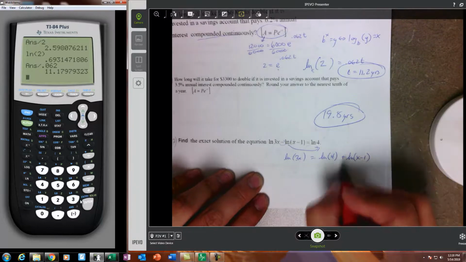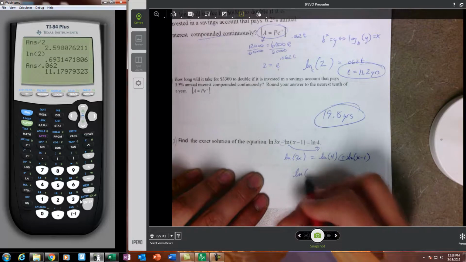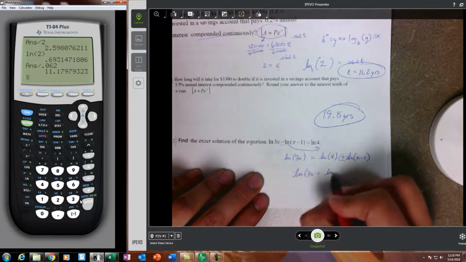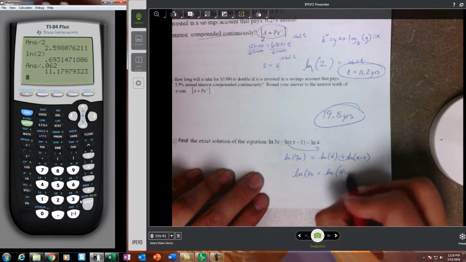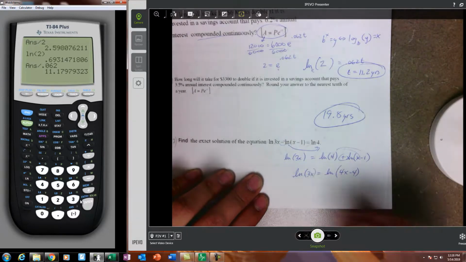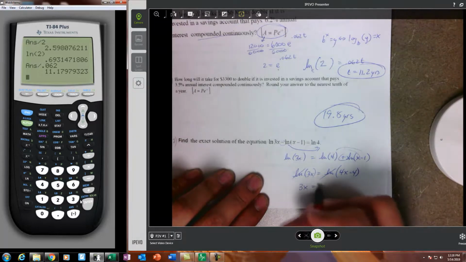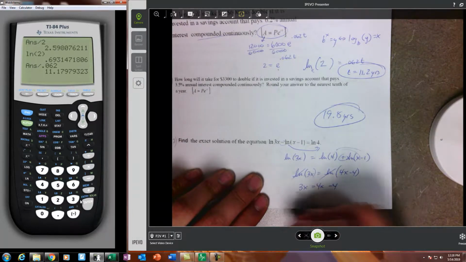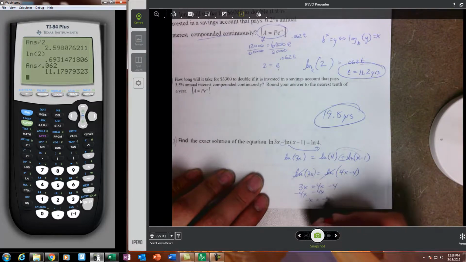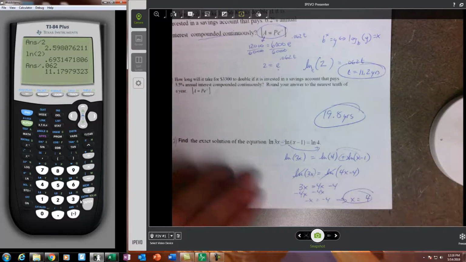The reason I like doing that is addition becomes multiplication inside the logarithm. So I have the ln of 3x equals the ln of 4x minus 4 because I get to multiply that in. Now that there are two ln's equal to each other, I can cancel the ln's and have 3x equals 4x minus 4. I'm just going to minus 4x and get that negative x equals negative 4. Therefore, x equals positive 4.